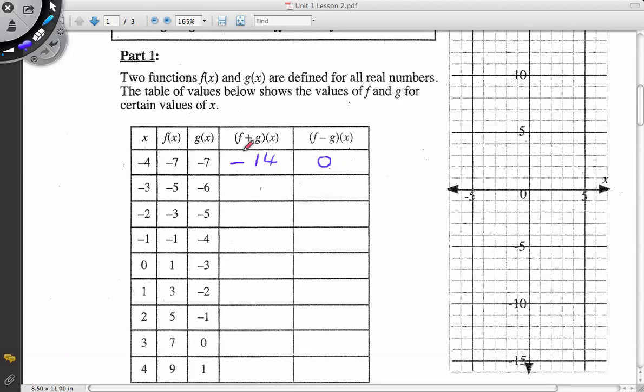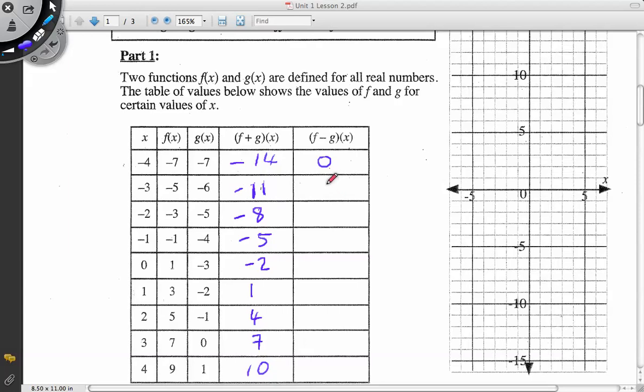And maybe we'll go down this column first and just add them together. So negative 5 plus negative 6 is negative 11. Negative 3, adding negative 5, we get negative 8. And so on. Negative 5, we get negative 2. You can see there's a pattern here, and this is 1, this is 4, so we're going up by 3s basically, and 10.